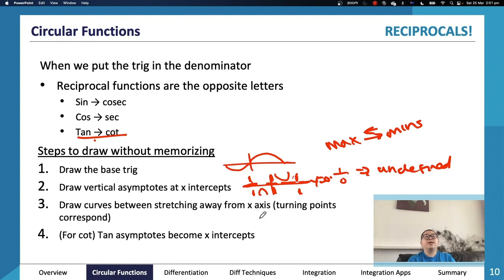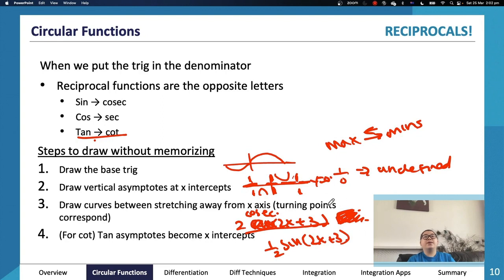Because it might give you something like cosec(2x + 3) + 5, right? Or like 2 cosec blah blah. So what I would do is get rid of the plus 5 for now, and focus on this segment. I said cosec, but I wrote cos. So cosec, so that's going to just be a half sine(2x + 3), right? And then we find out how to graph that one first.